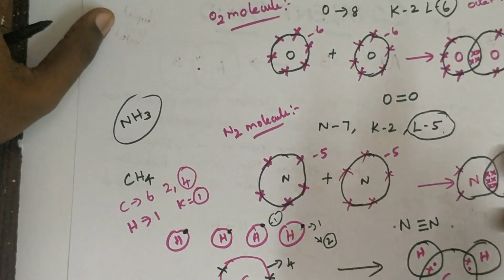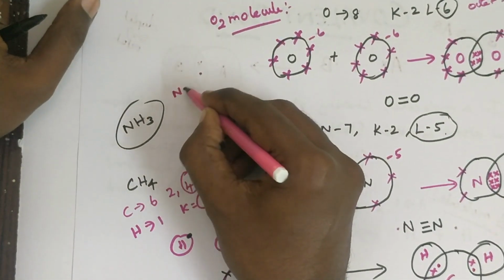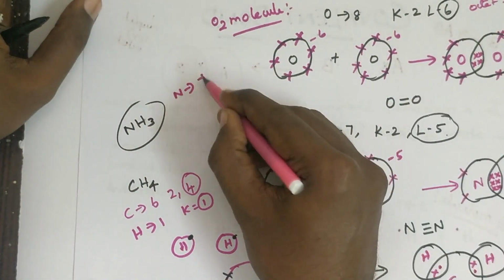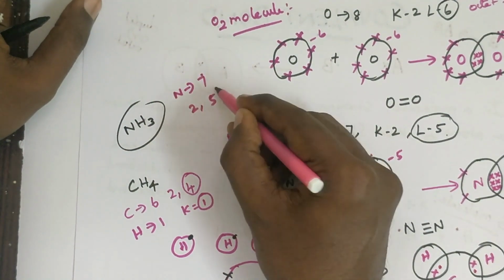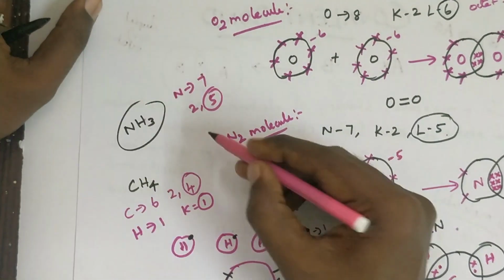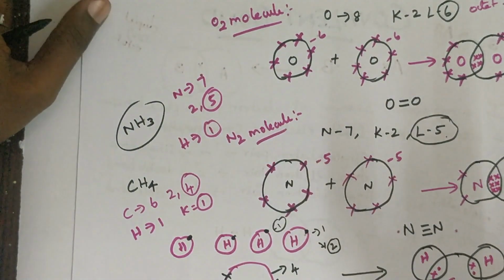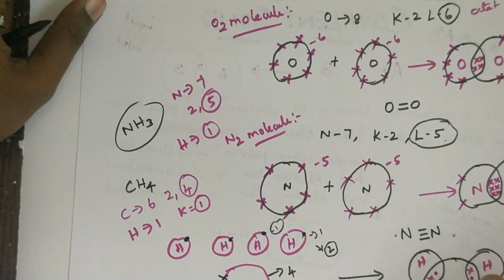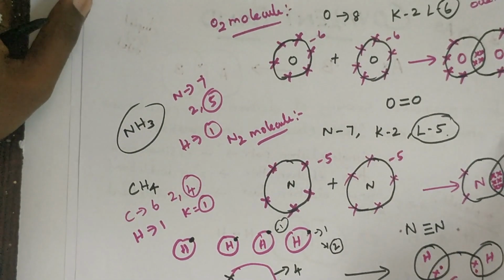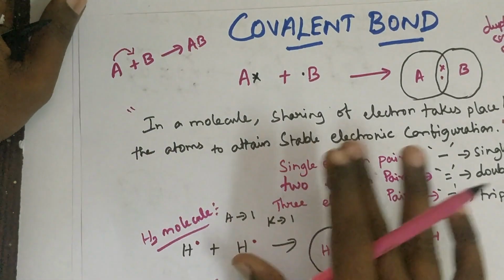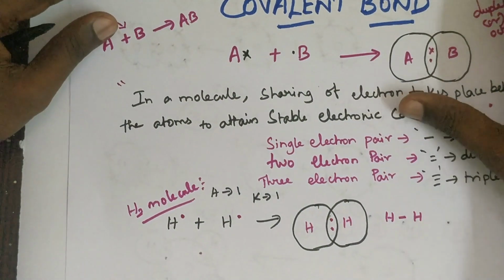Same way you try for nitrogen. Nitrogen atomic number we already know is 7. So outermost 2, 5, we have to see the valence electrons. Same way for hydrogen, atomic number is 1. So this is the valence electron. You try for the ammonia molecule. So that's all about covalent bond. Next we will see characteristics of covalent bond.